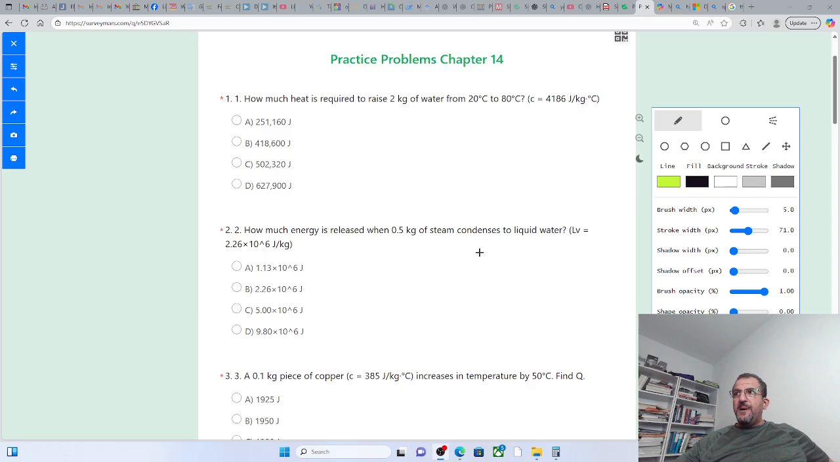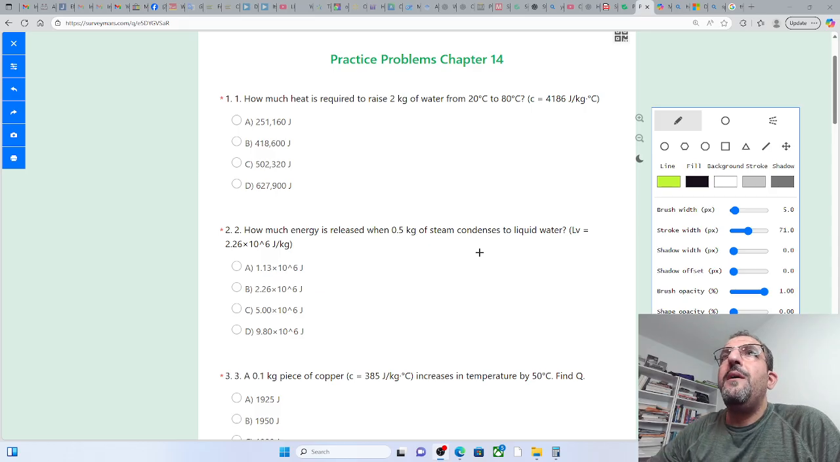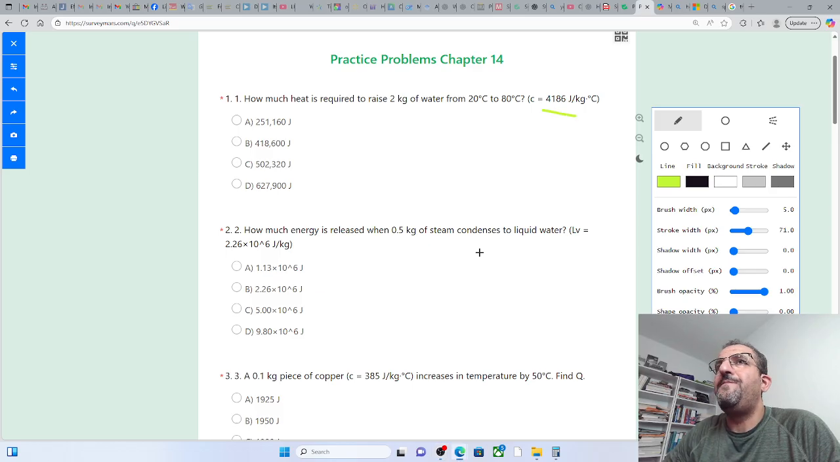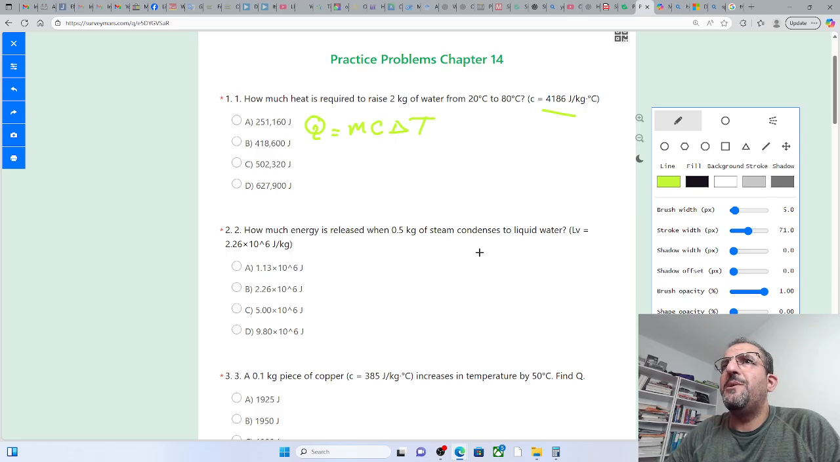So let's do some practice problems from chapter 14, and I will start with the first problem. How much heat is required to raise 2 kilograms of water from 20 Celsius to 80 Celsius? And we have the specific heat here. We know that heat is equal to mc delta T: mass, specific heat, change in temperature.